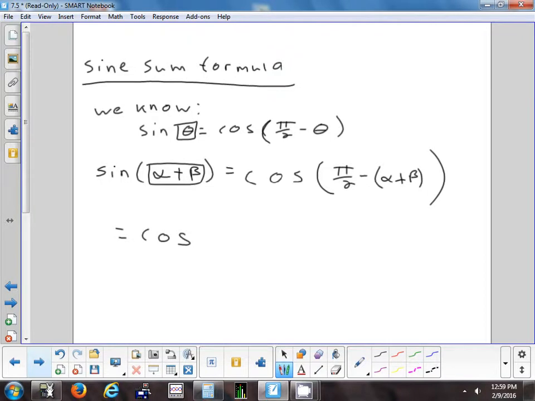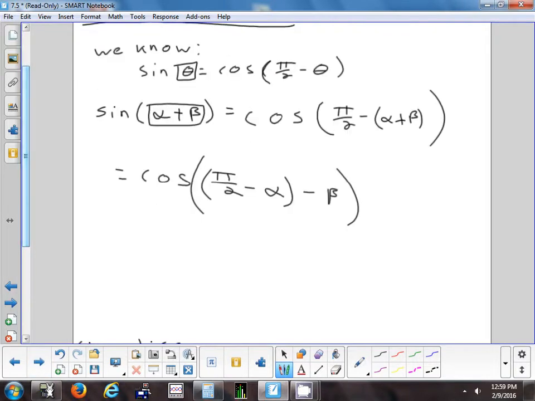And I'm going to write it as cosine of pi over 2 minus alpha minus beta. Okay, so I'd have a minus alpha and a minus beta, and I grouped these two together. Okay, and you'll see why. So now we have cosine of a difference. Okay, so let's write that out and see what happens. So we have cosine, cosine, plus sine, sine.